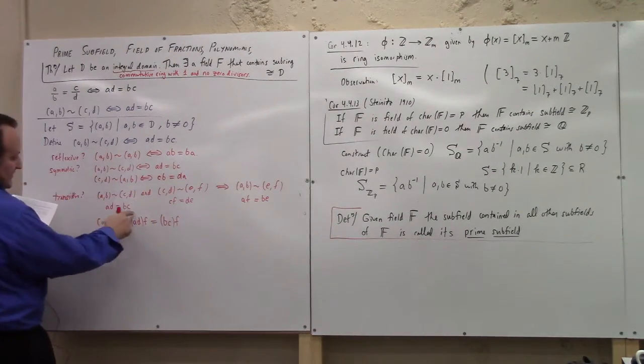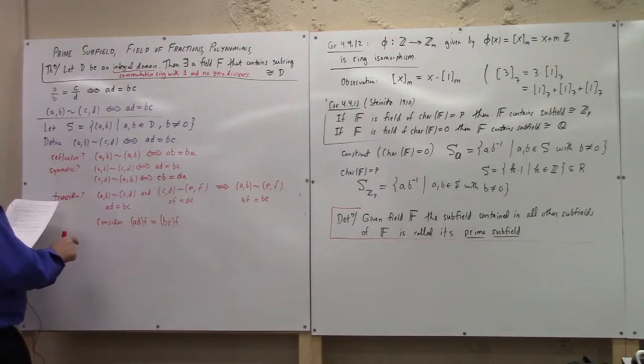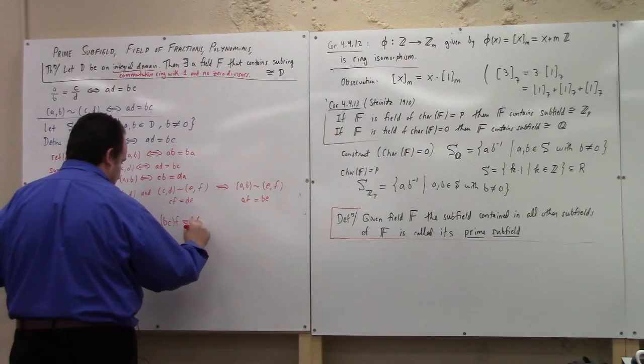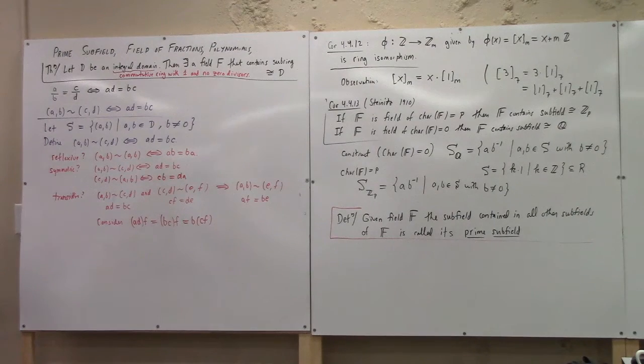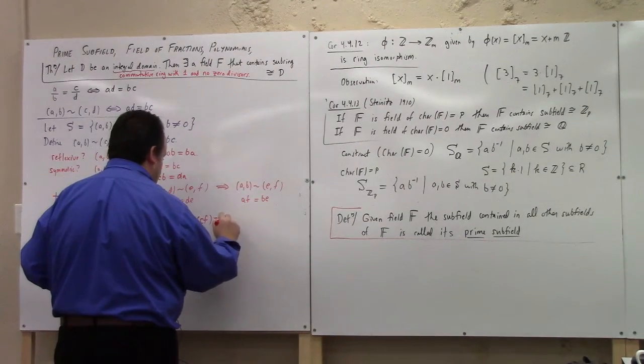I can trade AD for BC, right? First condition. But I can also, by associativity, rewrite this as B times CF, right? Using the associativity of the ring multiplication. But then, of course, CF we can trade for DE, right?